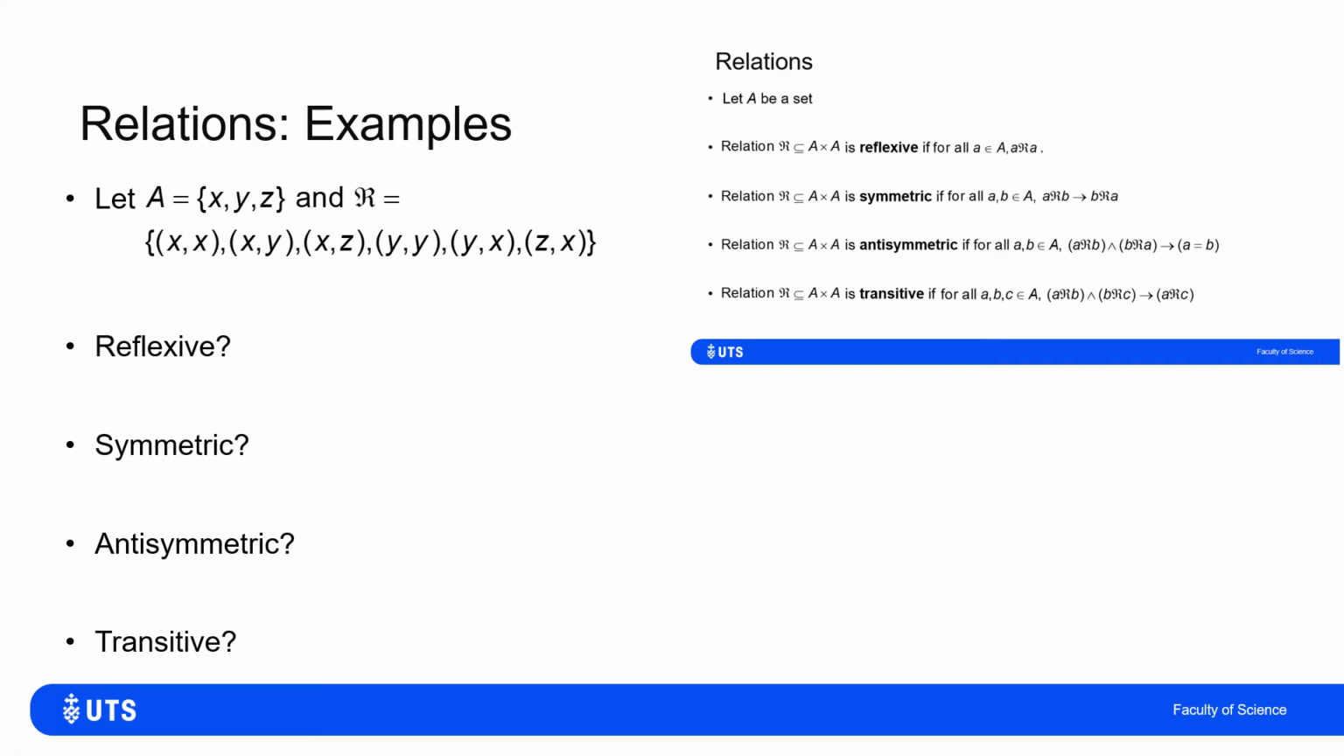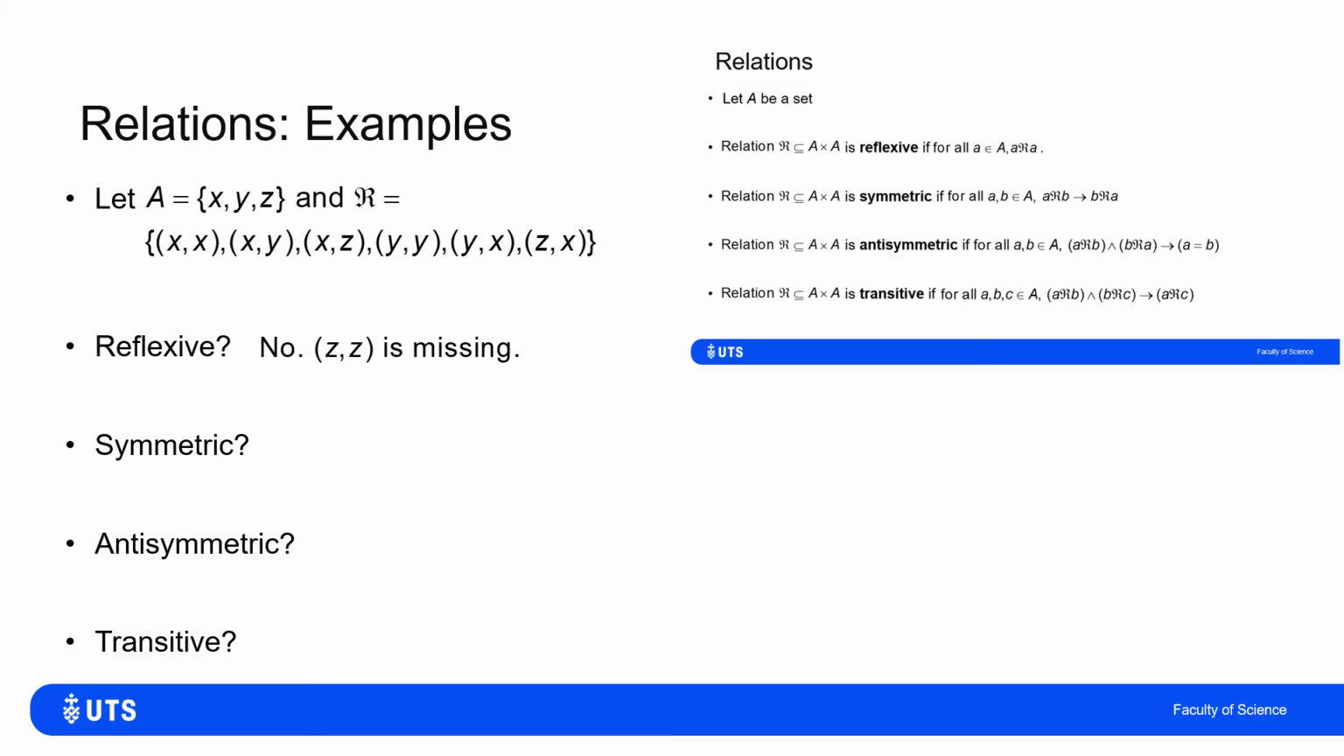Okay, my definition of reflexive says that every element has to be related to itself. So if I pick x, well, xx is in the set, so x is related to itself. If I pick y, I have yy in the set, so y is related to itself. If I pick z, zz is not in the set, so z is not related to itself, and because z is not related to itself, that means that the relation is not reflexive.